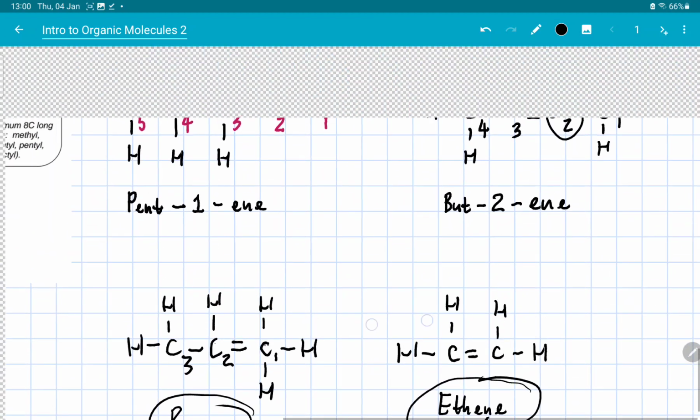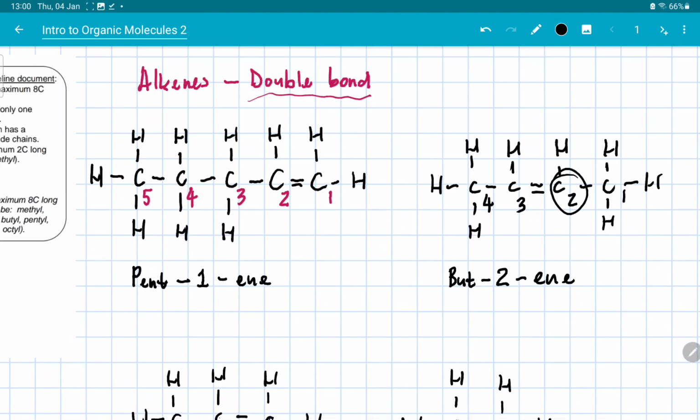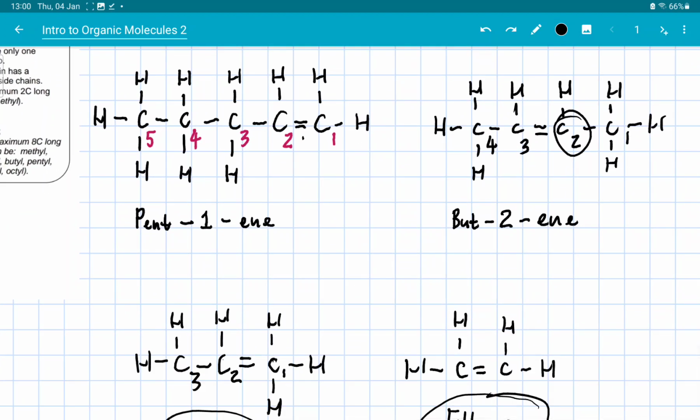Then the others, there are multiple positions at which the double bond can be contained. For example, it can be at carbon 2, or at carbon 1 in butene. Here in pentene, it can be at carbon 1 or carbon 2. So I cannot just say pentene. What if it is pent-2-ene, for example? So that's the case there.